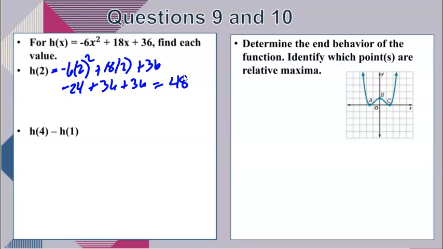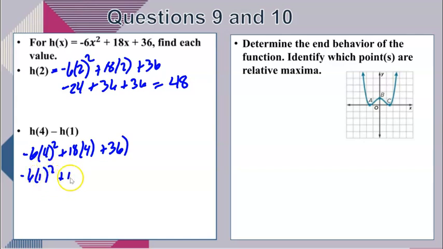Now the second part, they're telling us to put 4 in for x first, so that's what I'm going to do. So I have negative 6 times 4 squared plus 18 times 4 plus 36. And then they want us to put a 1 in for x, which would be negative 6 times 1 squared plus 18 times 1 plus 36. And then they want us to subtract our two answers.